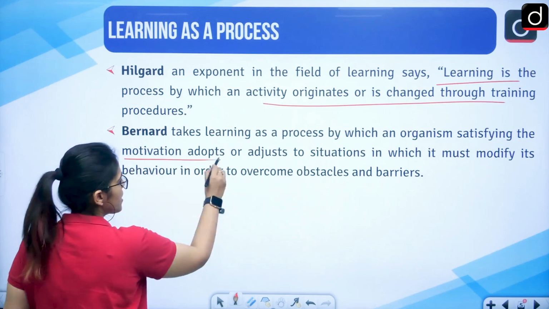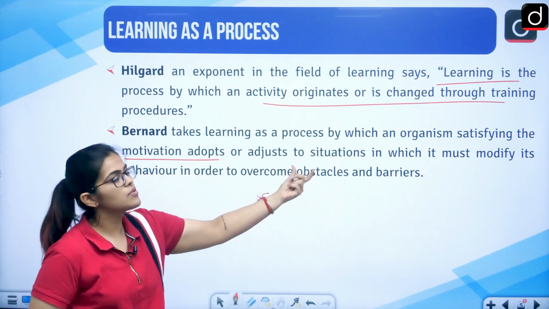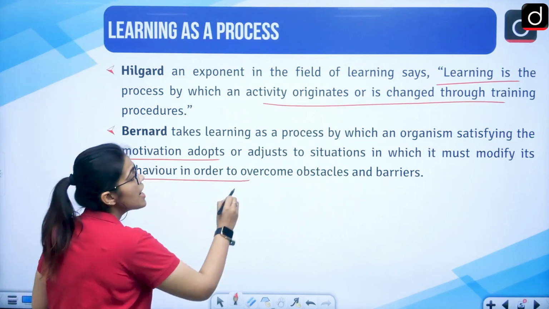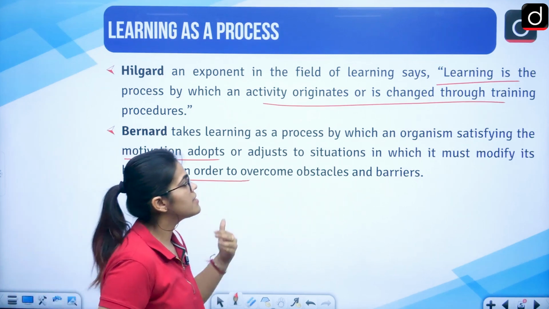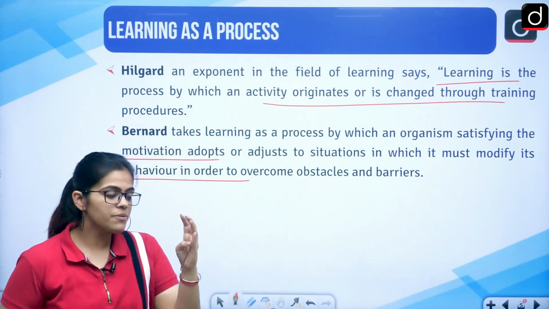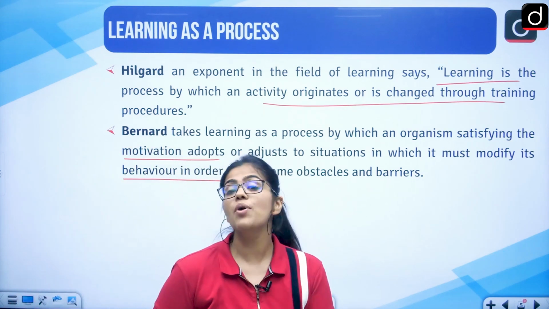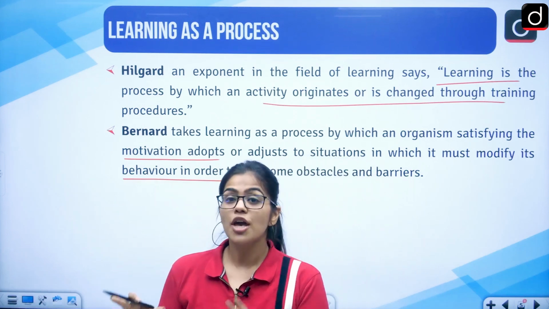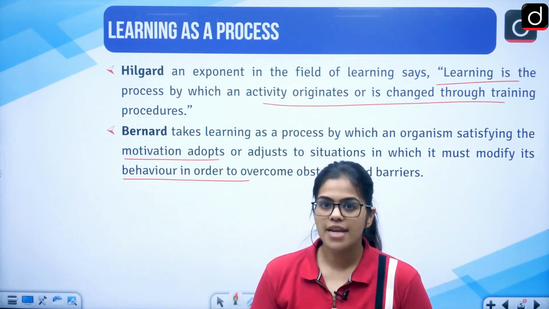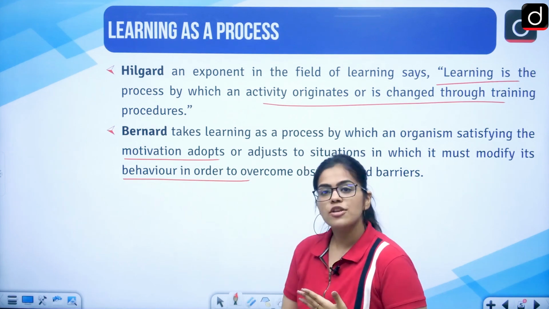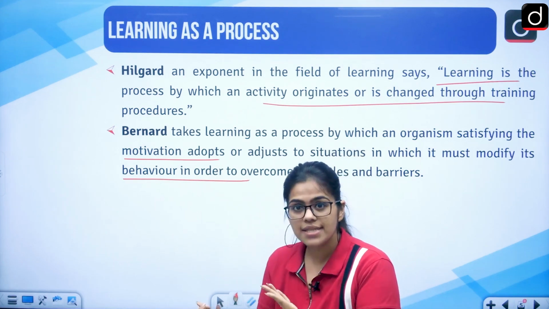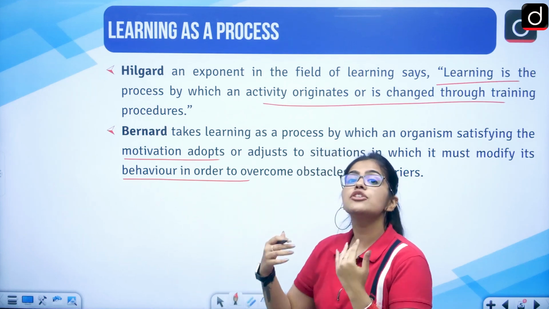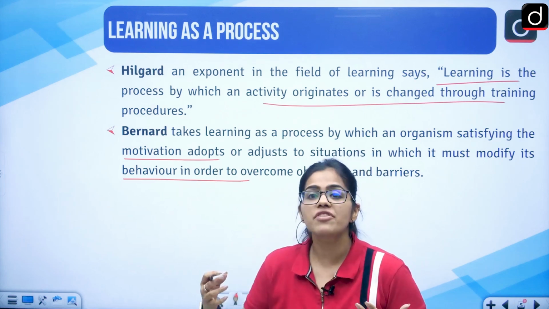While Bernard said that learning is a process by which an organism satisfies his own motives, adopts and adjusts to situations in which it must modify its behavior in order to overcome the obstacles and the barriers. All the obstacles and barriers that you encounter, when you overcome them by doing certain processes, you call it learning. So learning is what? It's a gradual process. It should be permanent in nature. There should be some behavioral change.